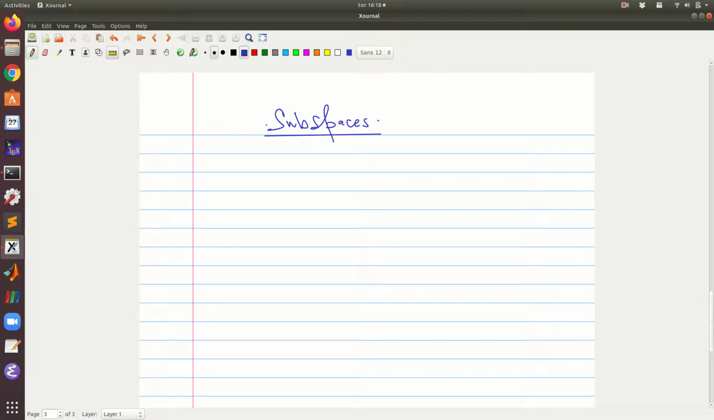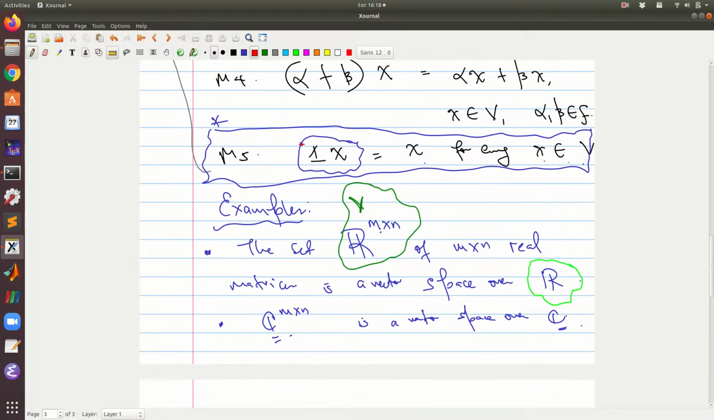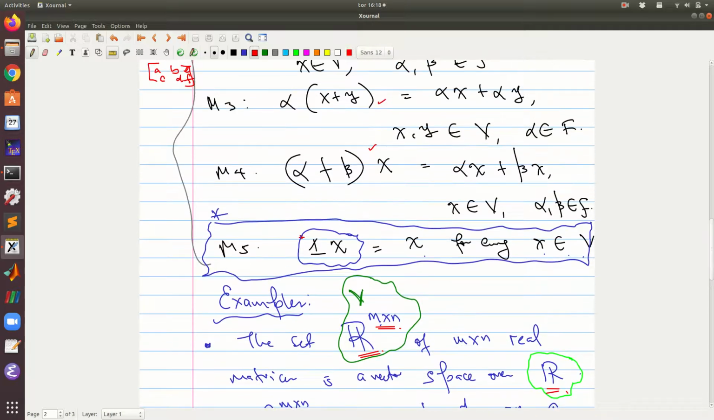Before we continue, I would like to make a correction in the previous video. In the previous video we were trying to show that the set of real valued matrices of order m by n is a vector space over R. When it came to M5, I mentioned this as the identity, which is wrong.